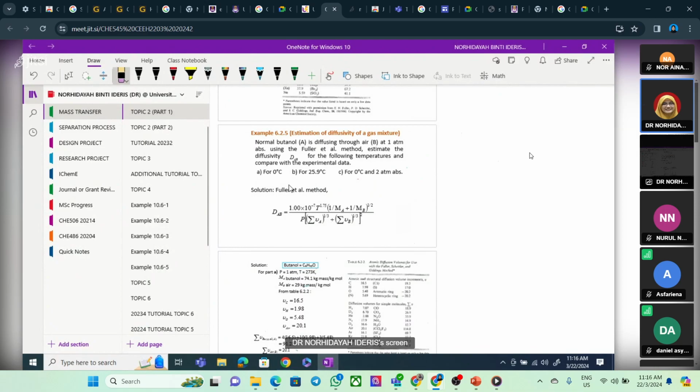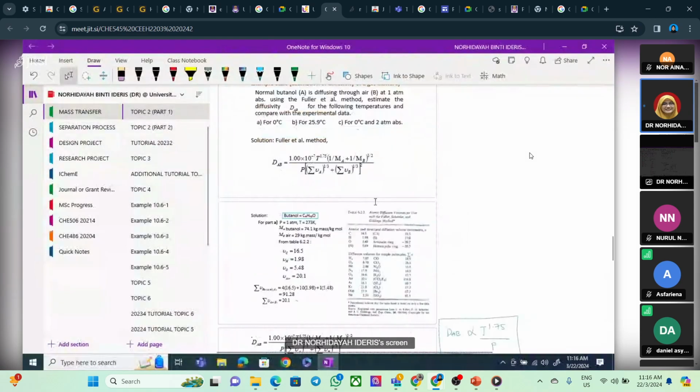Okay. So the different temperature, kita ada temperature 273 Kelvin, 0 degree Celsius, right? 273 Kelvin. Okay, dan pada suhu 25.9 berapa Kelvin? Okay, A dengan B adalah pada 1 atm and C is at 273 Kelvin but at 2 atm. Okay. So means that the objective is that we want to use this equation.